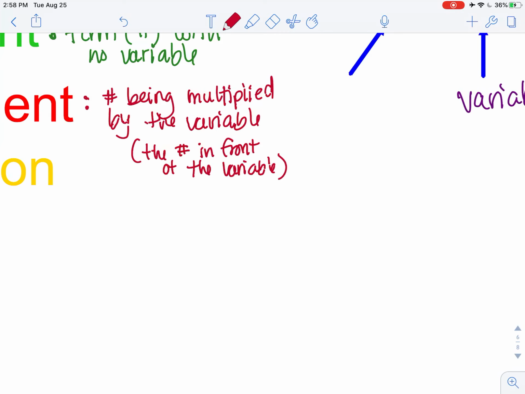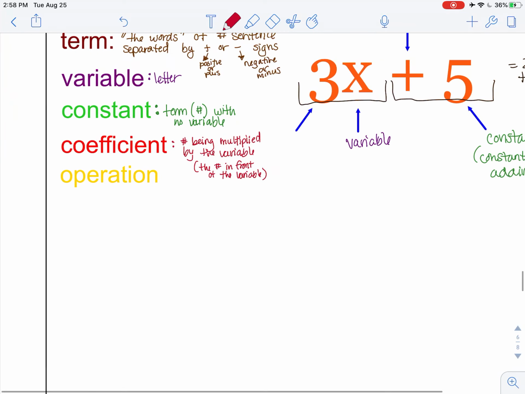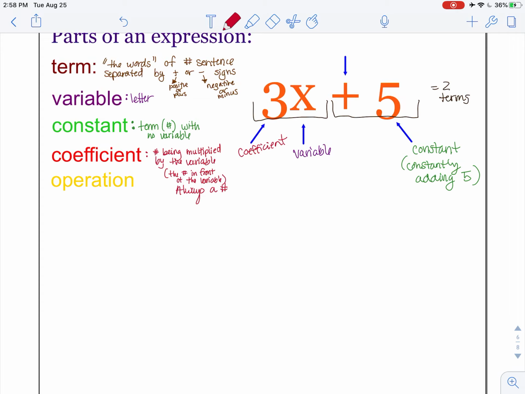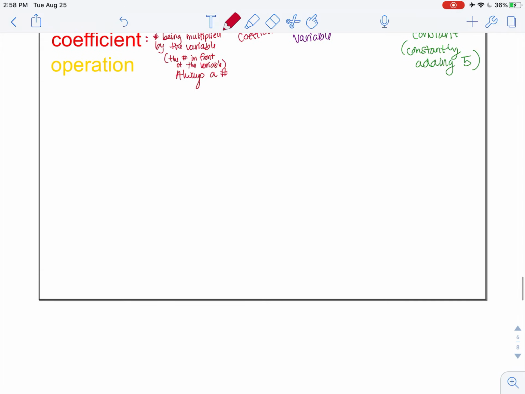And a coefficient is always a number. It's never a variable. So here our coefficient is 3, because 3 is being multiplied by x. 3 times x. It's the number before the variable. All right. Last but not least, and actually let's quickly take a look at that before we do that.